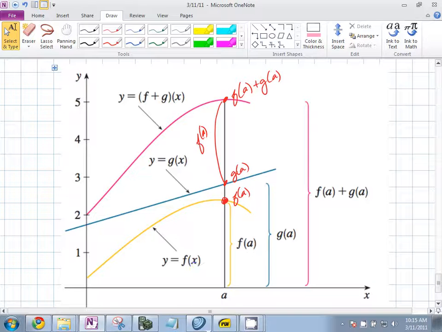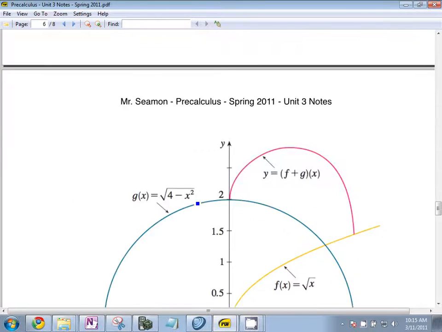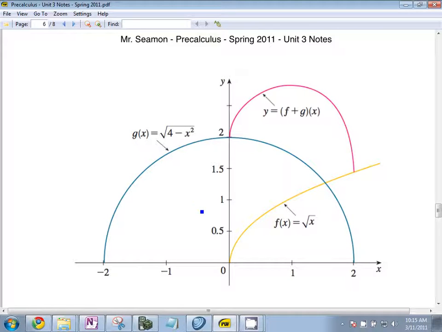Let's talk about domain here. So this is the same idea. Here's a function, that's a semicircle. You've seen functions like that. That's the square root of 4 minus x squared. And we also have this function, the square root of x. If you add them together, what does it look like? It goes like this.